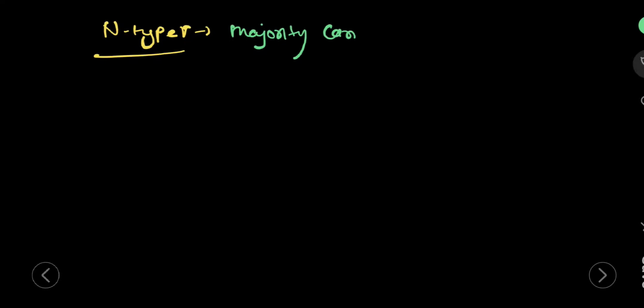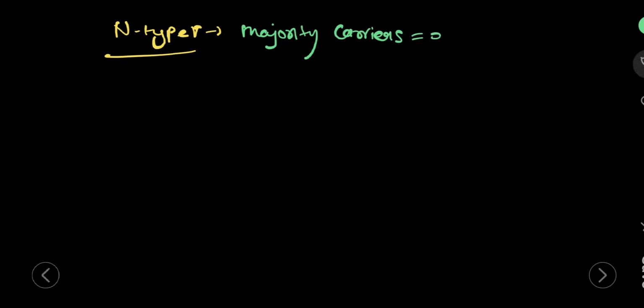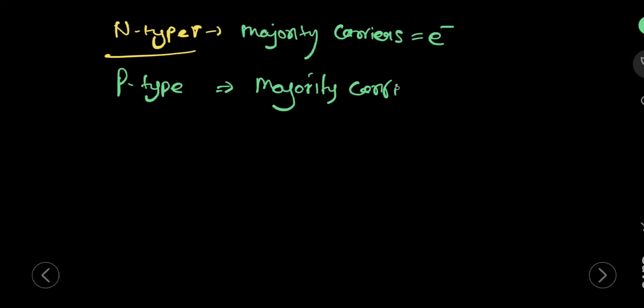Okay, in n type, what are the majority carriers? In n type, majority carriers are electrons, and in p type, majority carriers are holes. It means current is produced due to holes in p type.